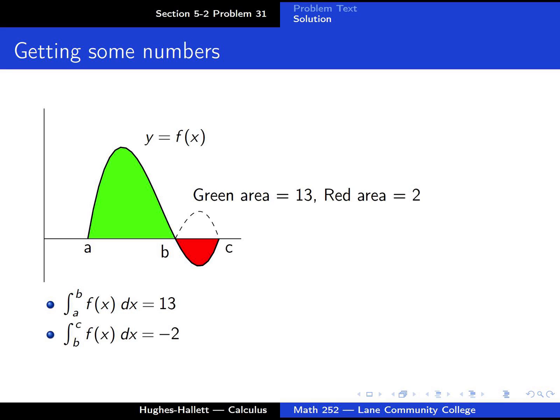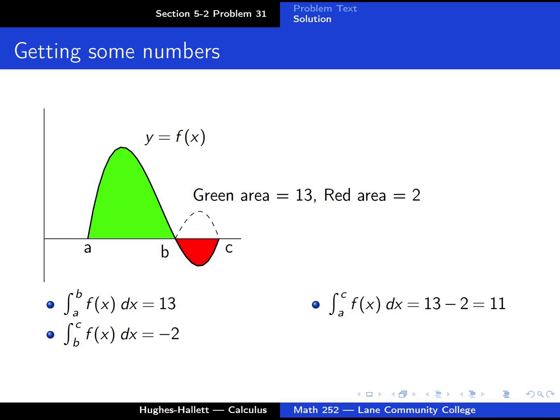Now this next one, we're integrating from b to c. In this case, the lower limit is again less than the upper limit. B is less than c. But what we're integrating is below the x-axis. So when we make the Riemann sums that are used to calculate this integral, we're going to get negative numbers because we're going to get negative function values for f. So when we go to the limit, the integral from b to c of f of x is going to be the negative of the red area, so we're going to get minus 2.